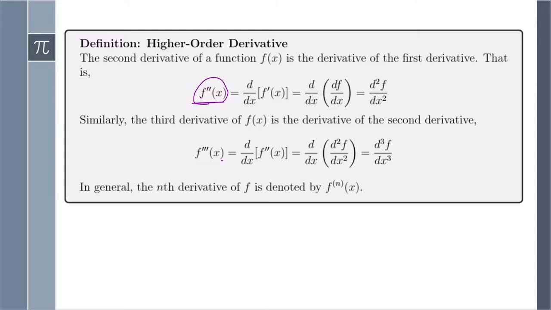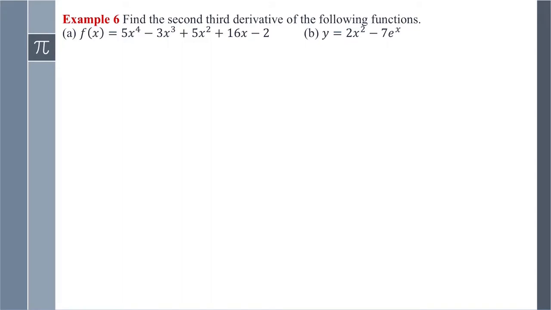And this is another notation. So we have d2f over dx2, okay? And for the third derivative, similarly d3f over dx3. Then if it's the nth derivative, we just denote this by f to the nth, which means nth derivative of f at x, okay? Now let's look at some examples. So this one is asking us to find the second and third derivative of the following functions, okay?